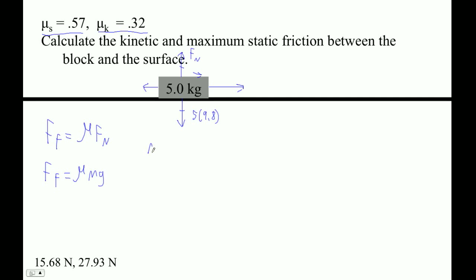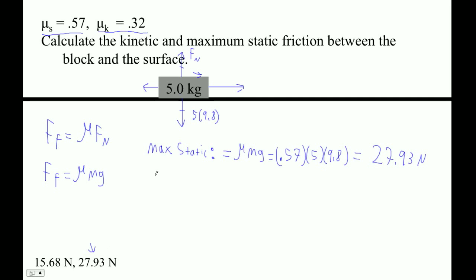The maximum static friction, this is as high as it'll go. It can be anything less than this, but it won't be higher than this. It is equal to mu times m times g. So that's 0.57 times 5 times 9.8. And that equals, let's turn on my calculator, 0.57 times 5 times 9.8, 27.93. This is what we expected. That's the static friction.